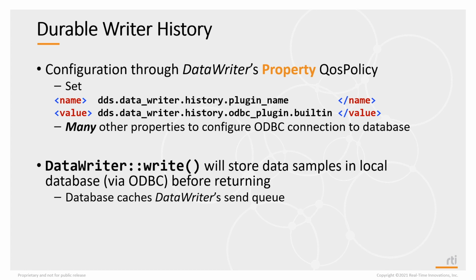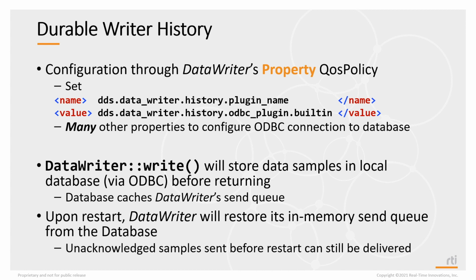So when you call write, DDS will store data in the local database that's been configured, before returning. So the database is basically a cache of the writer send queue. When you restart the data writer, if the data writer application crashes in the middle of writing, when you restart, the data writer will restore its in-memory send queue from the database.